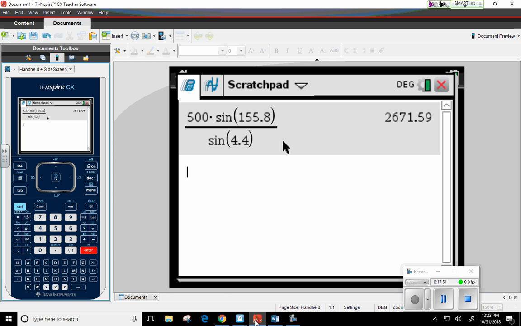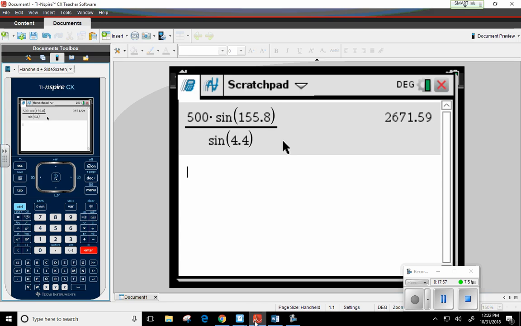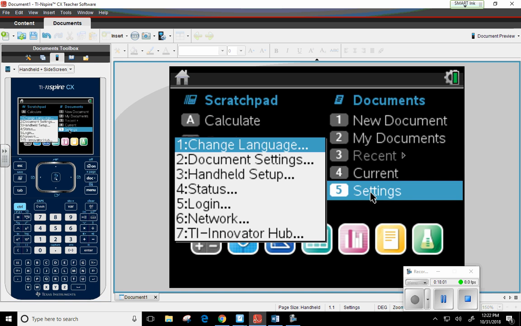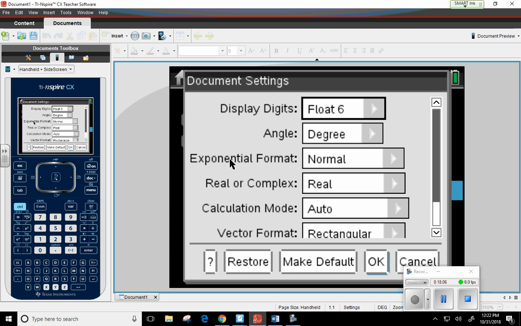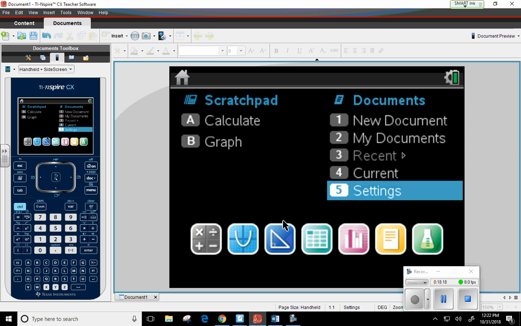Oh, yeah. If your calculator is in radians, go back to your home screen, go to settings, then you're going to want document settings. And right here at the very top, the second tab, it'll say angle. Once you choose degree, and this is very important, down here, don't click OK, click make default. And then, are you sure you want that? Yes.